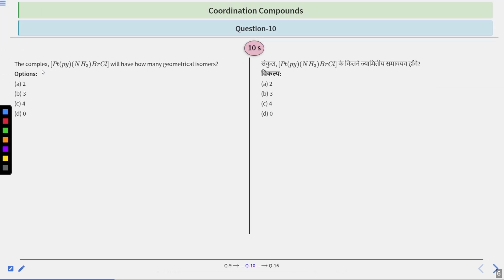Question number 10. The complex [Pt(pyridine)(NH3)BrCl] will have how many geometrical isomers? Again, we have to tell the number of geometrical isomers in the given complex. Options are 2, 3, 4 or 0. You have 10 seconds to solve this question. After that, we will see the correct answer.